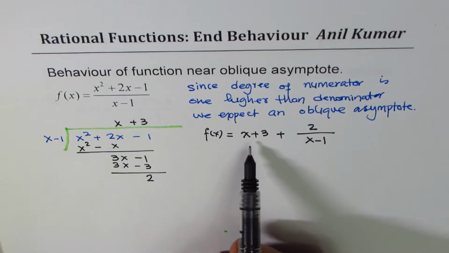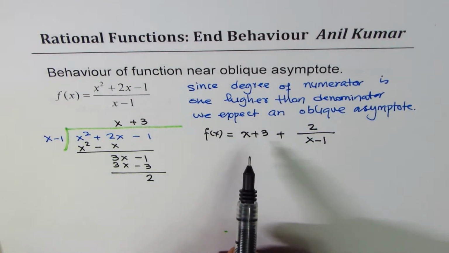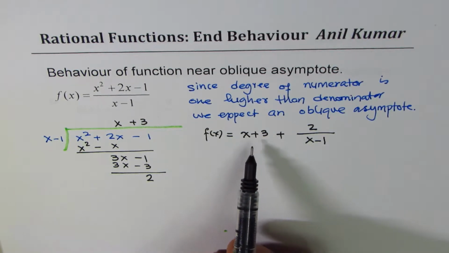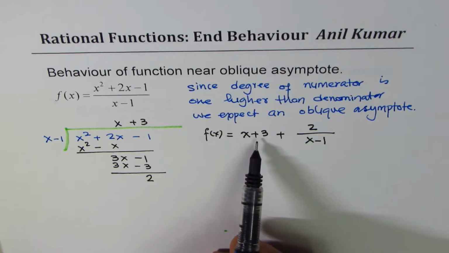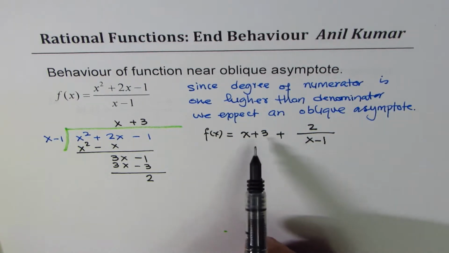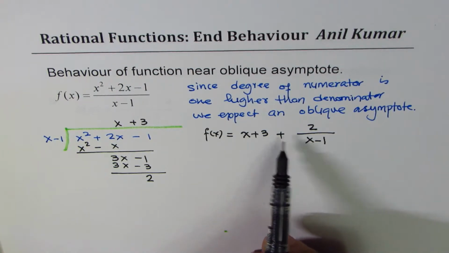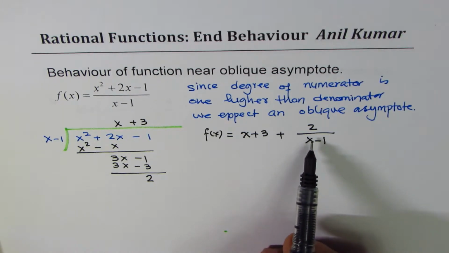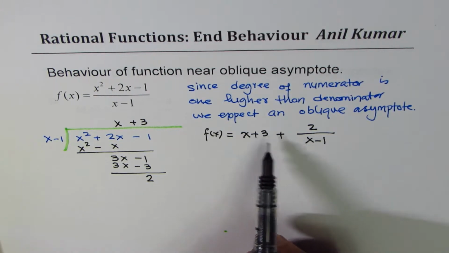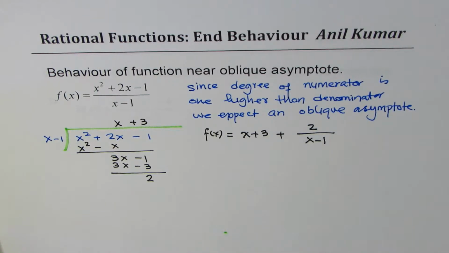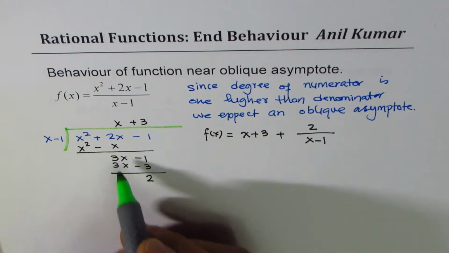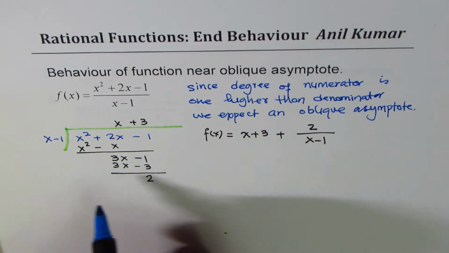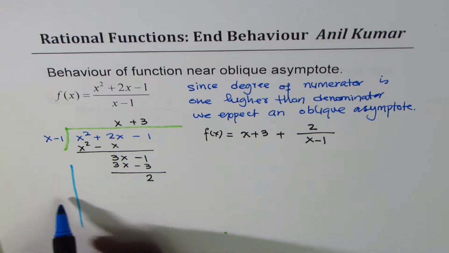So clearly we have an oblique asymptote whose equation is y equals x plus 3. The function is going to approach this line. However, there will be a distance between them since we have plus 2 over x minus 1. Howsoever small that may be, there will be a separation, correct? So let me sketch this line, and then we'll see how to decide about the behavior.